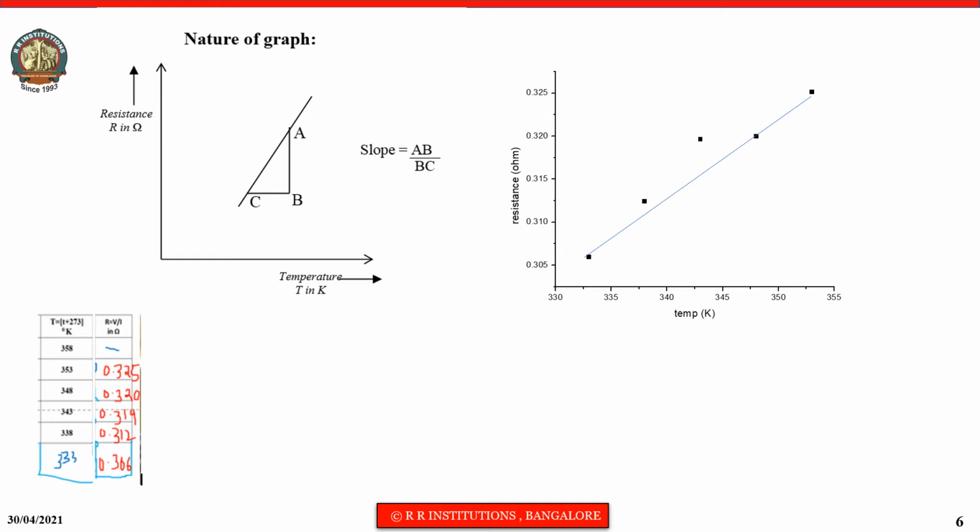Here is the nature of the graph showing the variation of resistance with respect to temperature. We have done an experiment, so we have calculated the resistance for corresponding temperatures, and let us plot a graph of temperature versus resistance. So we get a straight line. I have to take a slope. Anywhere you can choose. I will choose these 2 points because for me it's easy to do calculations. I call this B, this I call C. So slope is nothing but AB by BC.